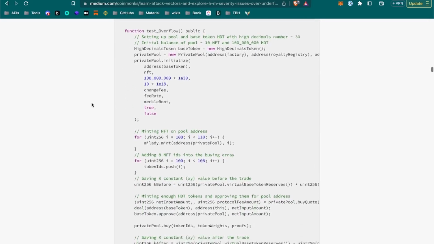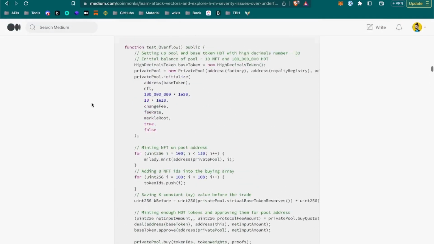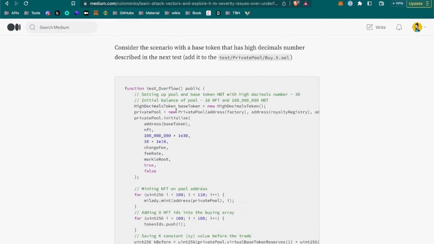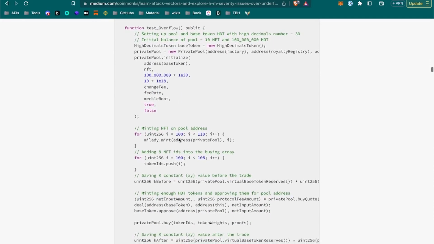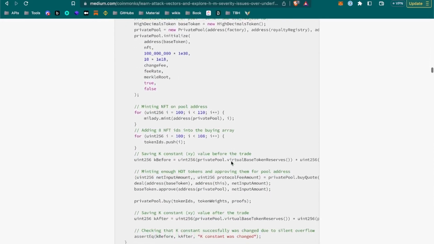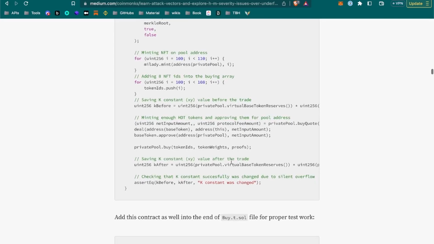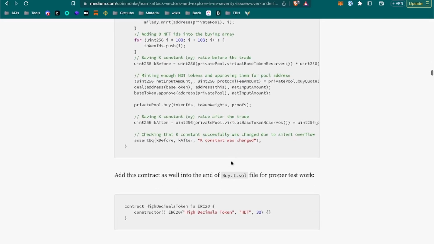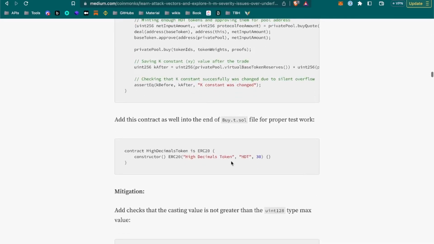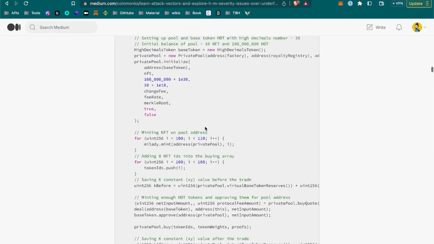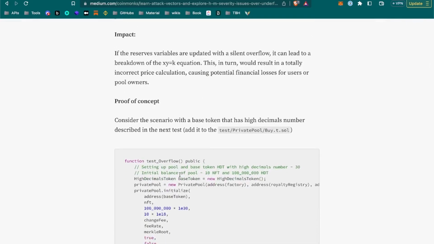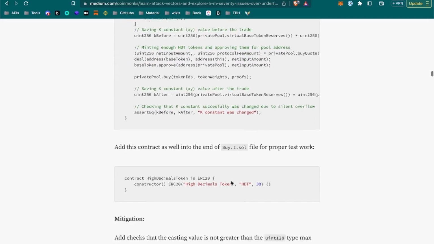So, in general, well, this is a lot of code. In general, this is just the test that I added, but I didn't get much value from that. I added it for extra information. Of course, I will add the link to this article below. And mainly here it is saying that it's passing a token with a big number for the decimals, yeah, 30 decimals.